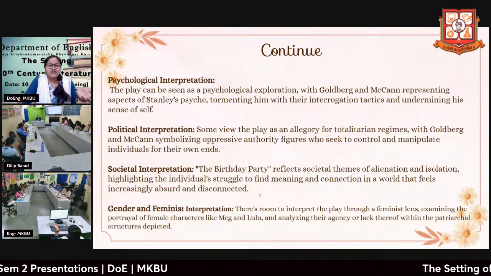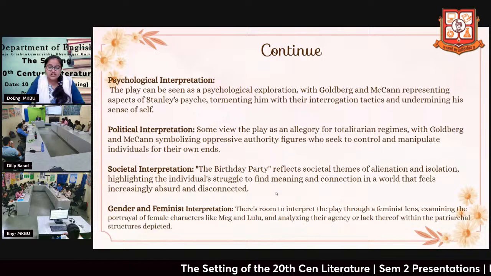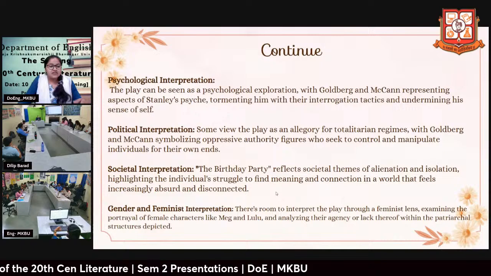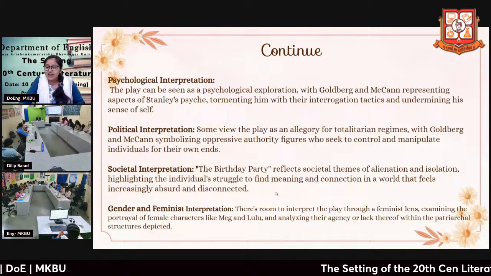Next, gender and feminist interpretation. There's room to interpret the play through a feminist lens, examining the portrayal of female characters like Meg and Lulu, and analyzing their agency or lack thereof within the patriarchal structures depicted.